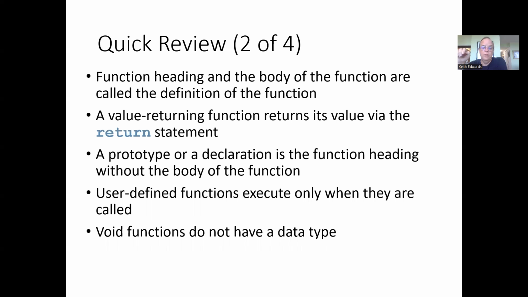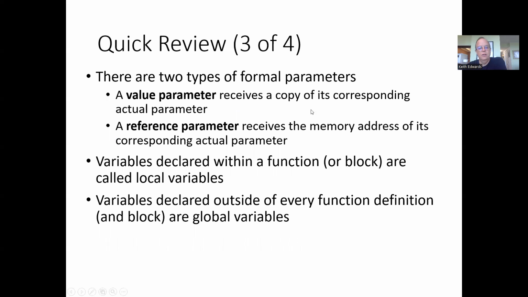Prototype or declaration is the function heading without the body, and the user-defined functions execute only when they're called. So you have the declaration, the definition, and the invocation. And then for our void functions, they don't have a data type that they return. Two types of parameters that we saw: there's pass by value, which receives a complete and independent copy of the actual parameter, and then reference parameter, which modifies the original back in main.